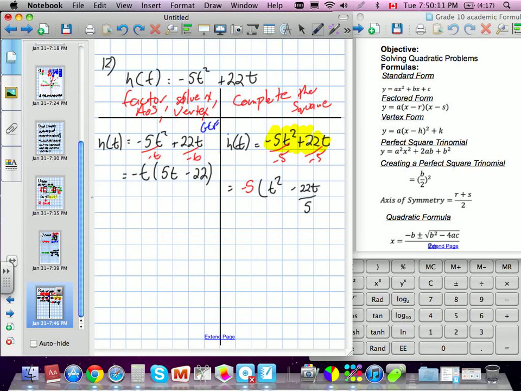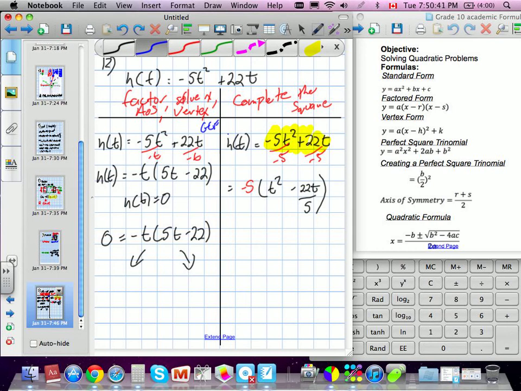So I get 0 is equal to negative t, 5t minus 22. And then from there, what I want to do is split these into two. There's actually two different answers I'm going to get. Here's our first number, and our second number is actually just negative t. So when we split those up, I get 0 equals negative t, and I get 0 is equal to 5t minus 22. Okay? We'll solve those in a second.